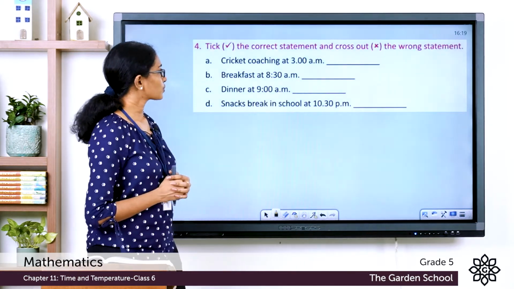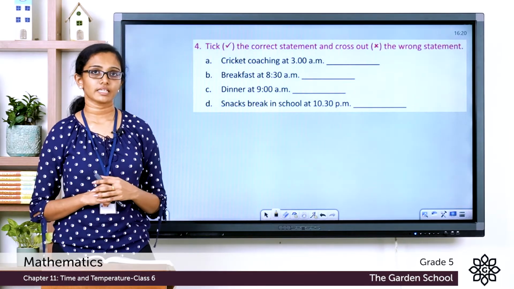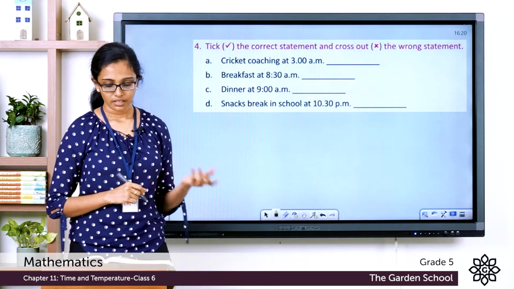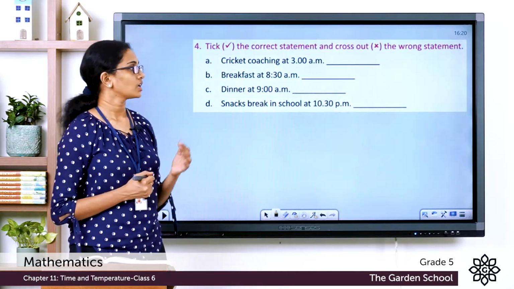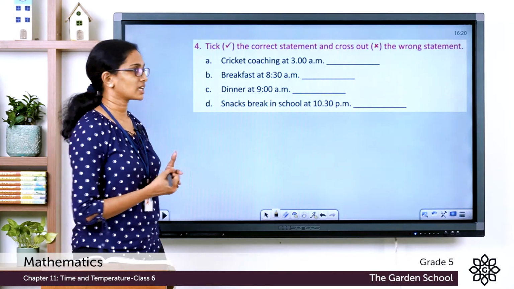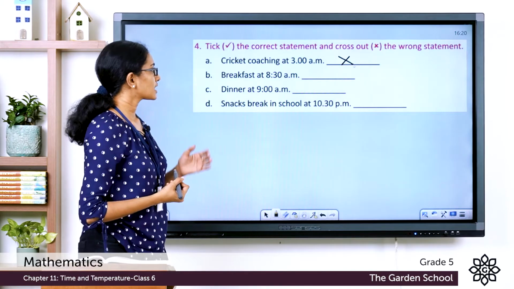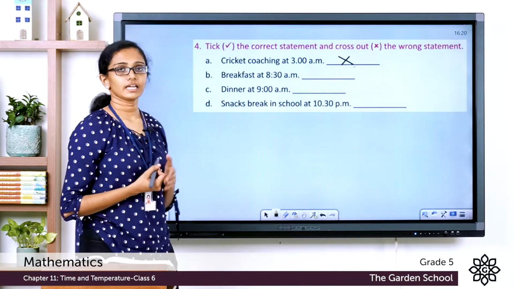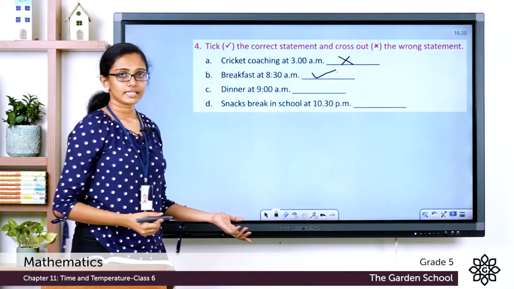Now the fourth question. Tick the correct statement and cross out the wrong statement. So let's see the statements. Question A, cricket coaching at 3 a.m. It may not be a correct statement. So let's put a cross over there. Now question B is breakfast at 8:30 a.m. So that statement could be true. So let's put a tick there.